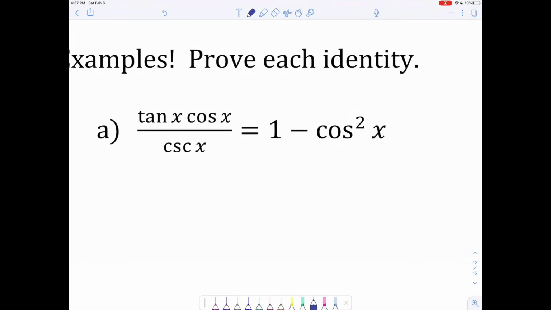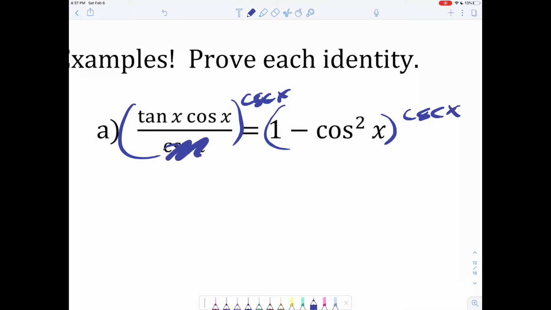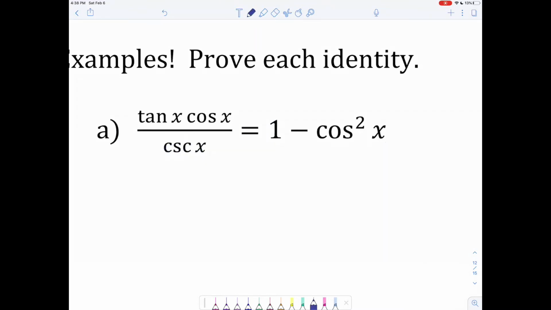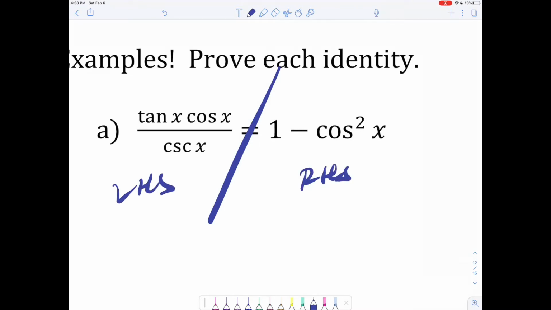There's a number of ways to do that, but what's very necessary is that we don't start playing with the two sides together. So we can't take something like this and say, I will multiply by cosecant x and cosecant x, so that way we get rid of this fraction-y fraction. Right? That is not something we do. We keep these sides completely separate. There is a left side and there is a right side, and we manipulate each one until the left and right are equivalent.